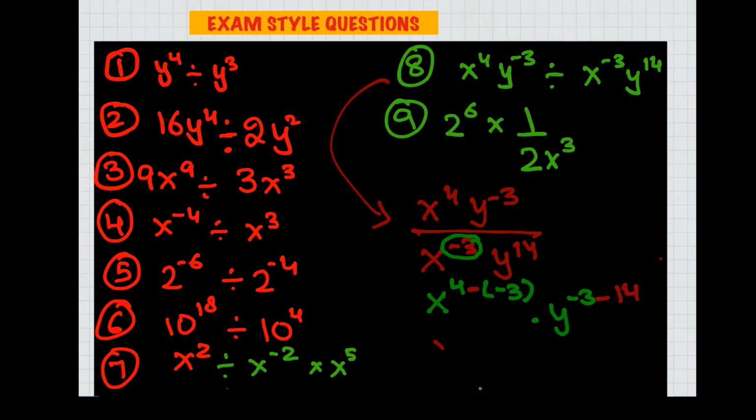We have x to the power 4 minus times minus. This minus is timing with the minus with the 3, which will make it plus. We will have x to the power 4 plus 3. Then for the y, minus 3 minus 14 is minus 17. x to the power 7 y to the power minus 17 is our answer.